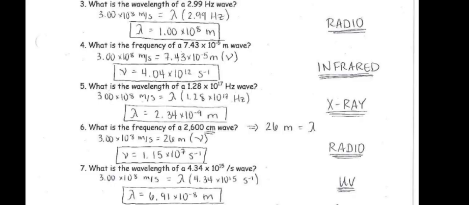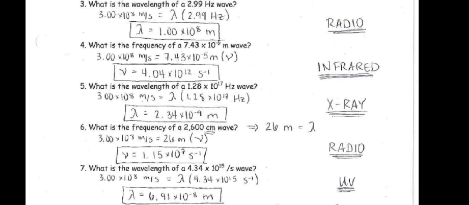So number 3, what is the wavelength of a 2.99 hertz wave? So we substitute the c, the speed of light, which is 3.00 times 10 to the power of 8 meter per second. So the frequency is 2.99 hertz, and for the answer, we divide the two, which gives 1.00 times 10 to the power of 8 m, which is the wavelength.